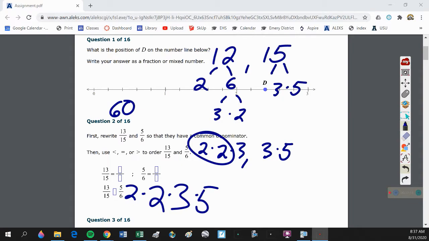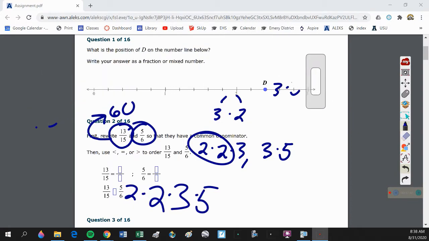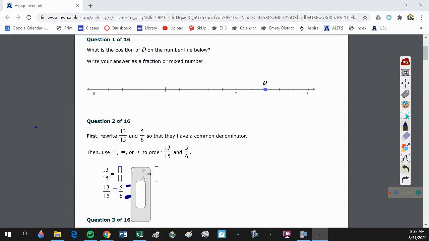Okay, well, what do I need to do to this to turn it into a 60th? Times it by 4. So 13 times 4 is 52. What do I need to do to this to turn it into a 60th? Times it by 10. Does that make sense? Okay. Let's do a couple more of these to help you out.